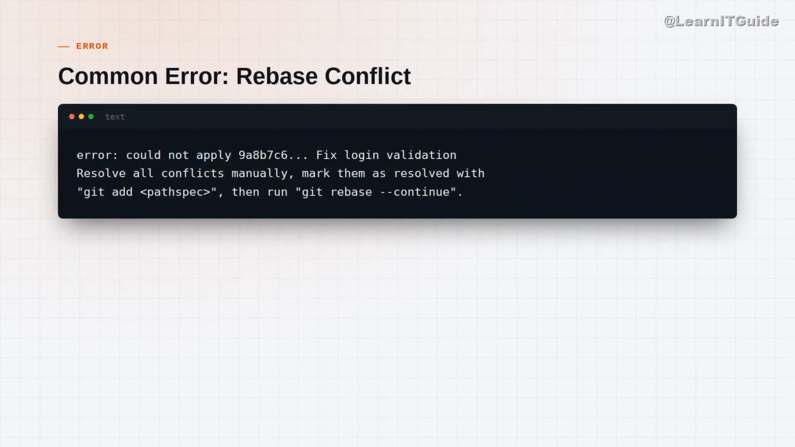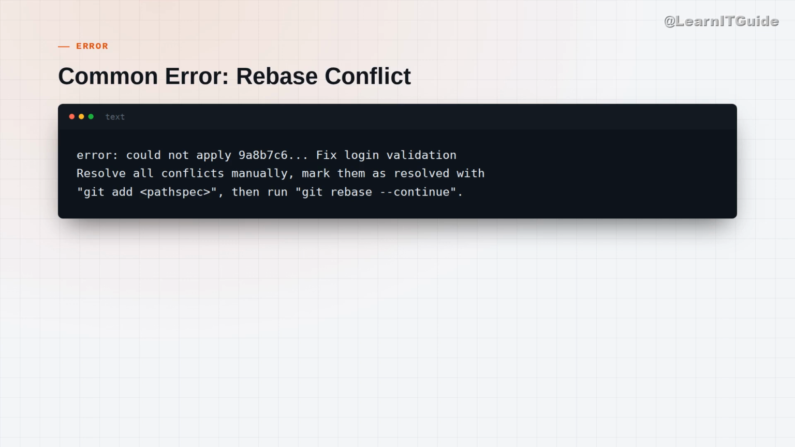A common mistake is creating conflicts during a squash. If your commits touch the same lines of code that have since changed in main, Git will pause the rebase. Do not panic. Simply open the files, fix the code, run git add to stage the fix, and then run git rebase --continue.